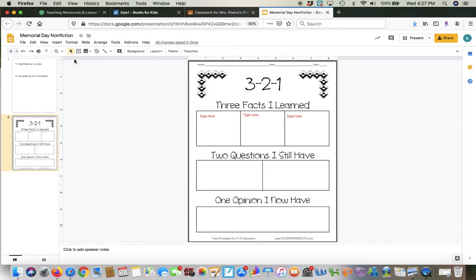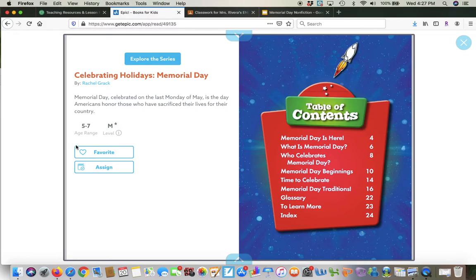Okay, so I'm going to read you the story now. It's called Celebrating Holidays, Memorial Day. And notice that we always see a table of contents when we read nonfiction stories because they're real and we don't have to read the whole entire book. Sometimes we might be looking for a certain thing, so we might want to only pick one thing to read about, but we're going to go through it.